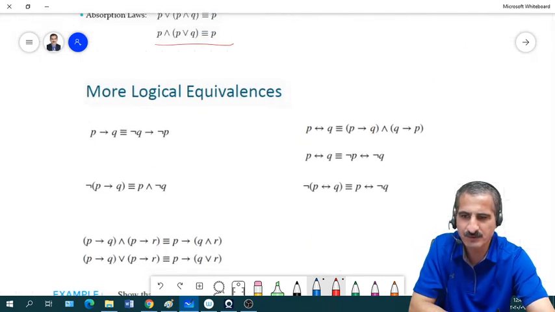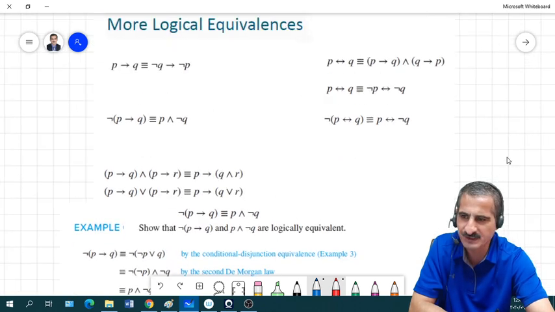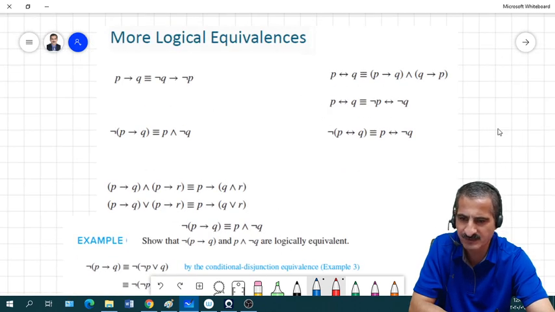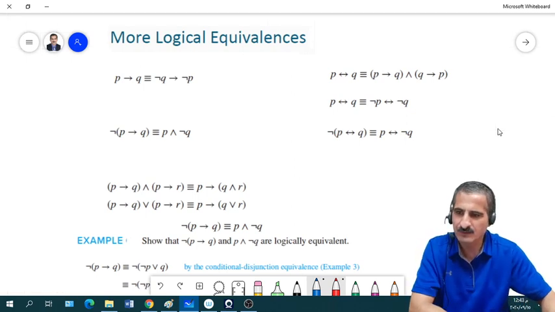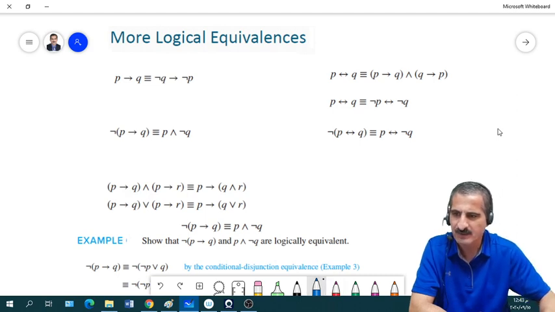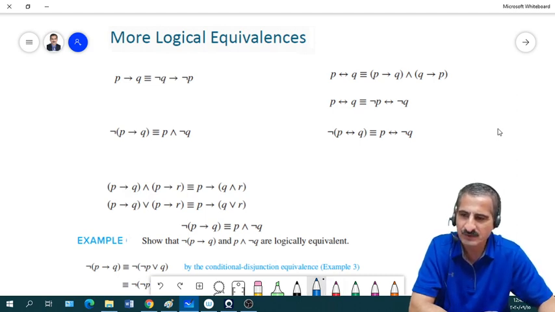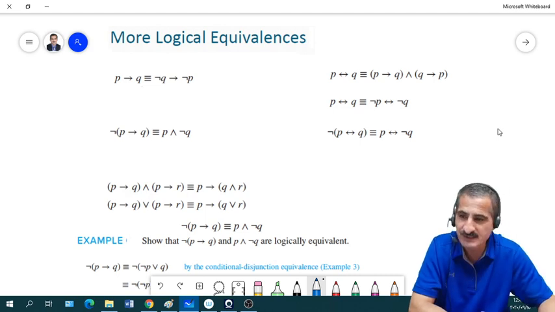Okay, more logical equivalences. Some of them I found interesting, and some of them less interesting. We already know what this thing is. P gives Q is equivalent to not Q gives not P. This is the contrapositive. So this is the conditional statement, and this is its contrapositive.